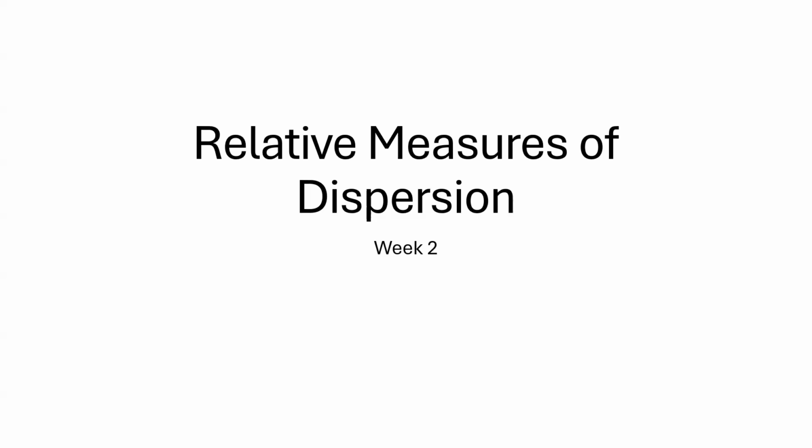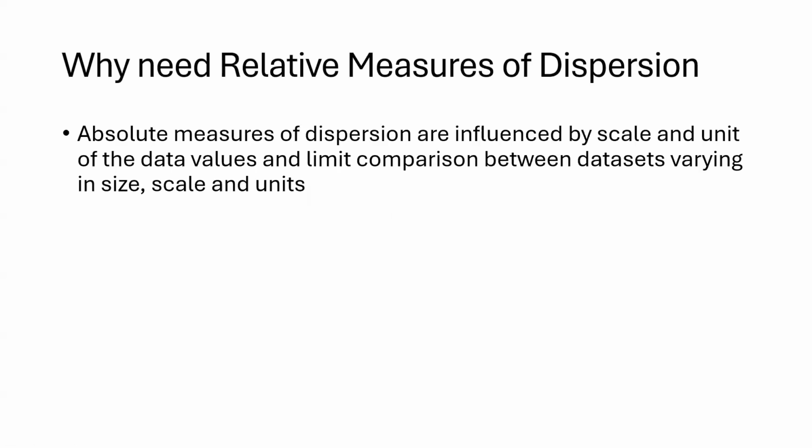In this lesson, we'll talk about the relative measures of dispersion because in the last lesson, we saw that the absolute measures of dispersion, including range, variance, and standard deviation, had some limitations in terms of comparison between data sets which contained values on different scales, units. So for this reason, we need to have the relative measures of dispersion, but let's first understand what the problem is in case of the absolute measures of dispersion.